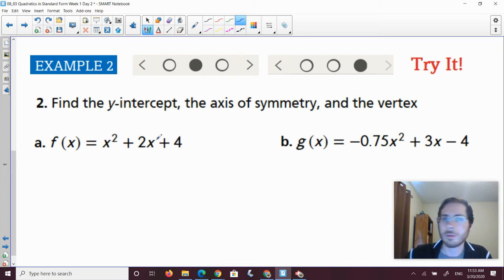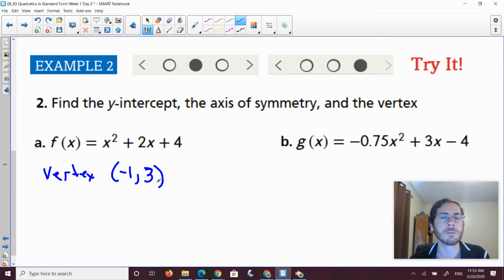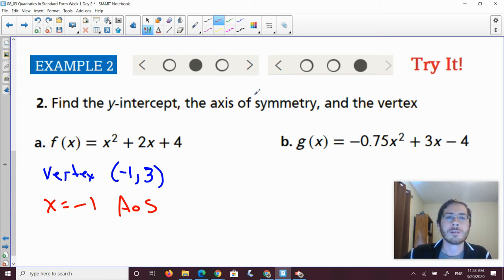So the vertex was blue, so the vertex we found was at -1, 3, because that's the top or the bottom of the parabola. Desmos made that really easy. I didn't have to do any of the calculations. The axis of symmetry, we said that one was going to be red, so the axis of symmetry is x equals, well, it's whatever the x coordinate is here. X equals -1 is the axis of symmetry.